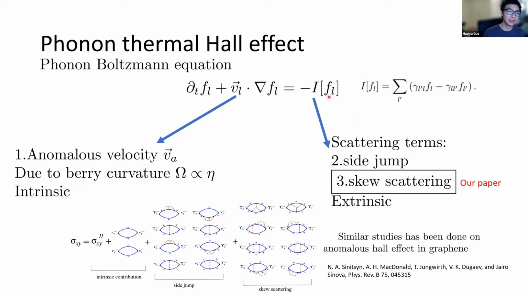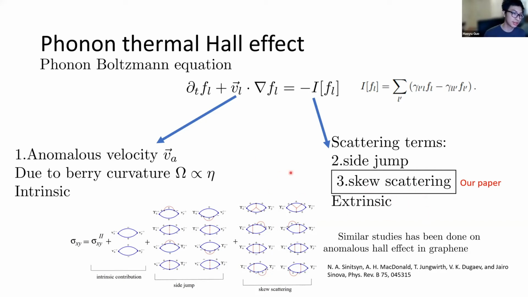It's called the intrinsic thermal Hall effect. Then on the right hand side, in the collision term, there are two different mechanisms. The first is called the side jump contribution, which I'll introduce later. The third mechanism is called skew scattering. It's our new contribution to this subject. Skew scattering basically means the scattering rate of the phonons from state l to l prime is not the same as the time reversed process from l prime to l. Because these two contributions depend on how you scatter on the impurities, they are called the extrinsic contribution.